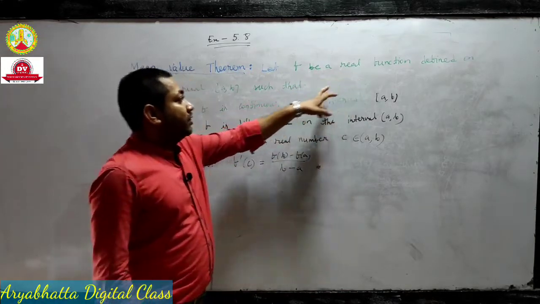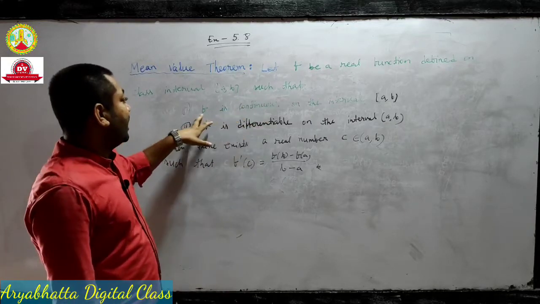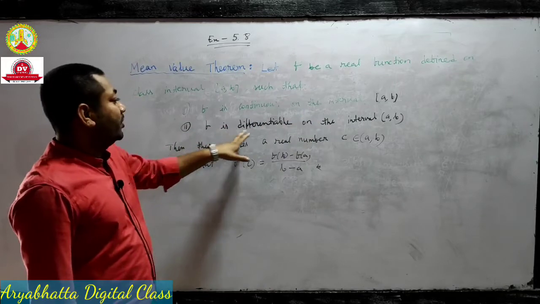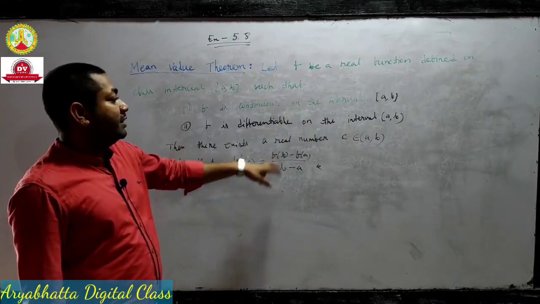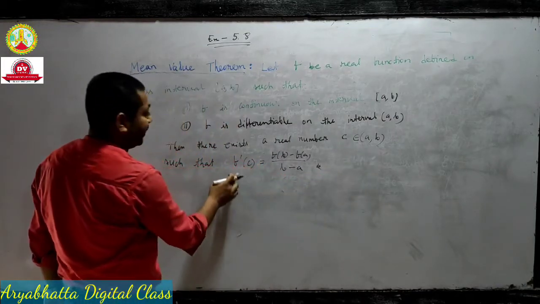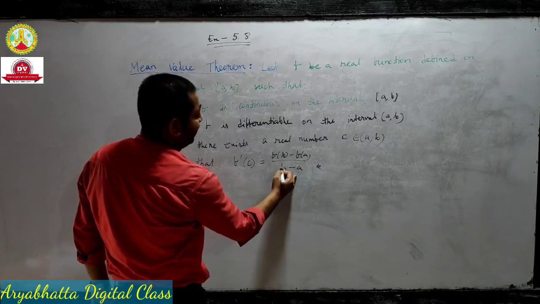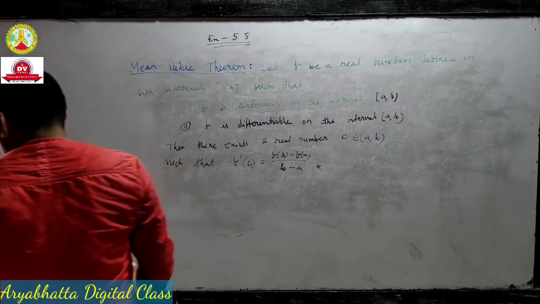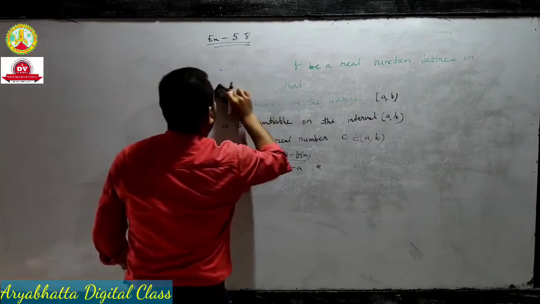Let f be a real function defined on closed interval a comma b such that f is continuous on the closed interval a comma b, f is differentiable on the open interval a comma b, then there exists a real number c which belongs to open interval a comma b such that f dash c equal to f of b minus f of a divided by b minus a. Now we take an example related to mean value theorem.